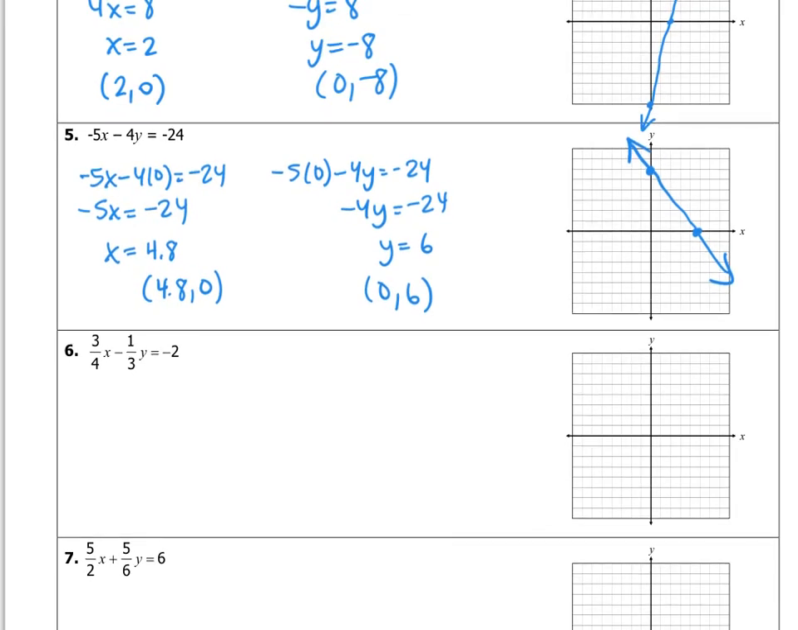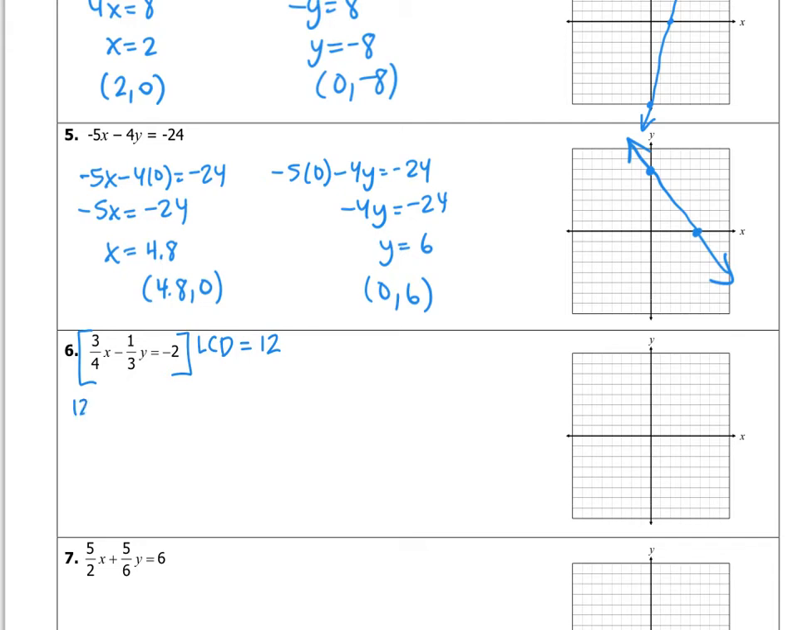Oh, wow. Look at number 6. It's got fractions, y'all. Do you remember how to get rid of fractions? Yeah, you multiply by the LCD, right? Multiply every term by the LCD, the least common denominator. What's the least common denominator between 3 and 4? Yeah, 12.